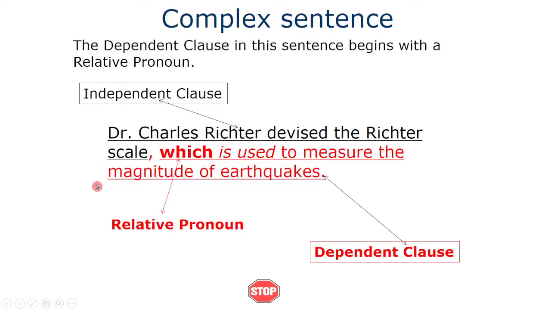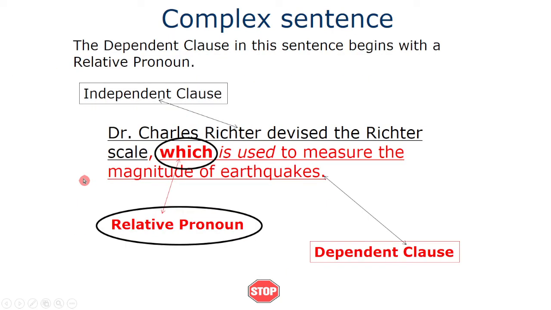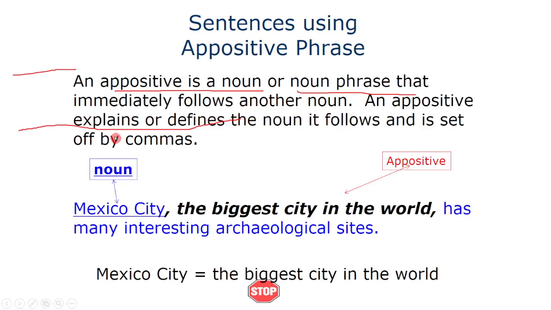Complex sentence. The dependent clause in this sentence begins with the relative pronoun. Dr. Charles Richter devised the Richter scale, which is used to measure the magnitude of earthquakes. So, independent clause and dependent clause. So it's a complex sentence, and if we use two or more independent clauses, then it becomes the compound-complex sentence.